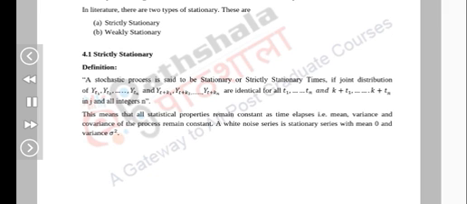Definition. A time series process is a stochastic process indexed in discrete time and continuous state space. For example, the daily closing price of the share market. Such a series can be written as Yt, t equals 1, 2, 3.